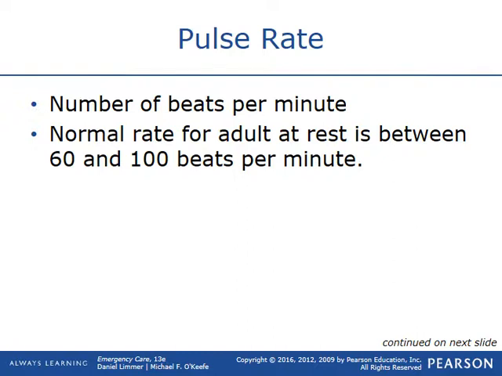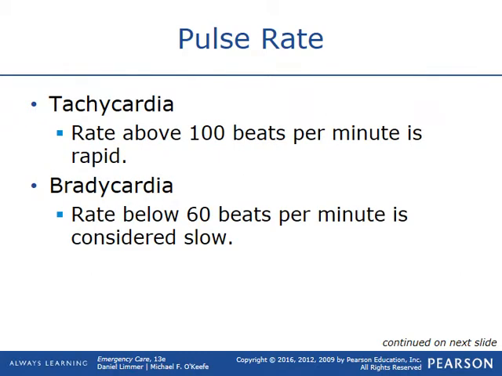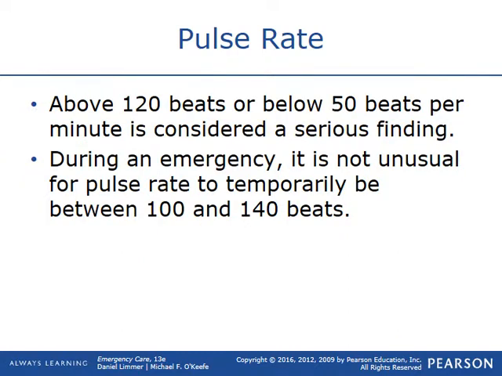The pulse rate is the number of beats per minute, and a normal resting rate for adults is between 60 and 100 beats per minute. Tachycardia is a rate above 100 beats per minute, and bradycardia is considered slow, a rate below 60 beats per minute. Pulse rates above 120 or below 50 beats per minute are considered a serious finding. During an emergency, it's not unusual for a pulse rate to temporarily be between 100 and 140 beats, depending on what's going on.